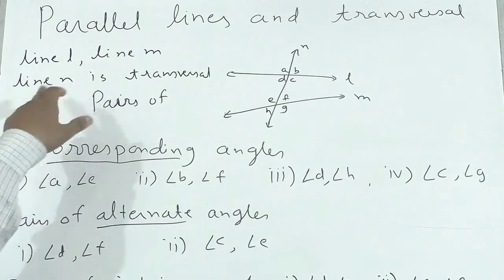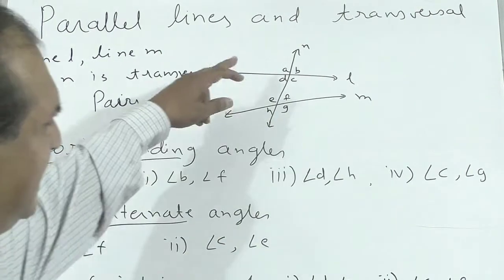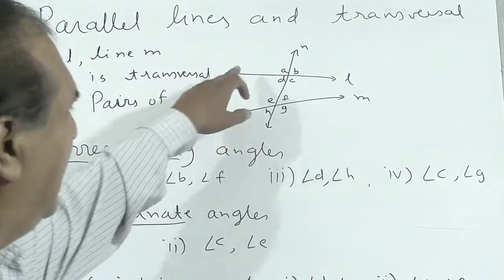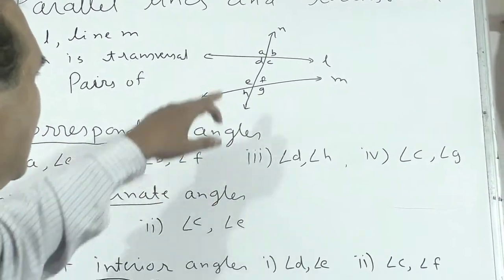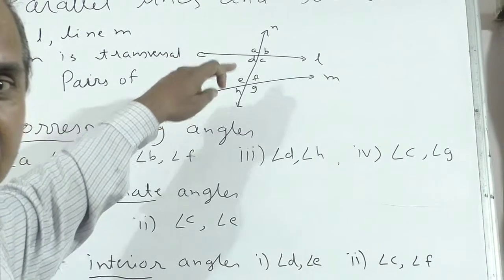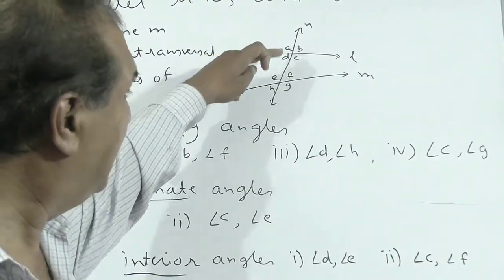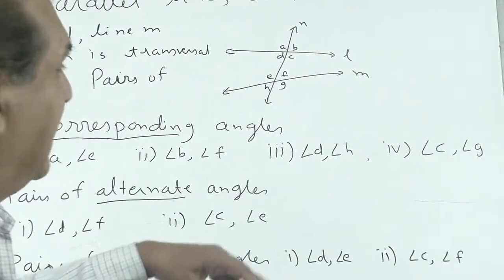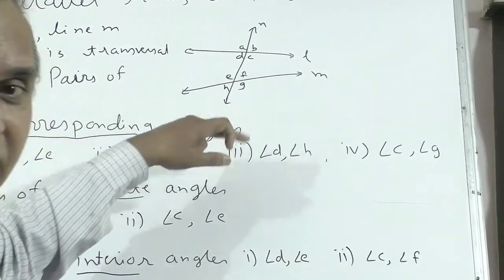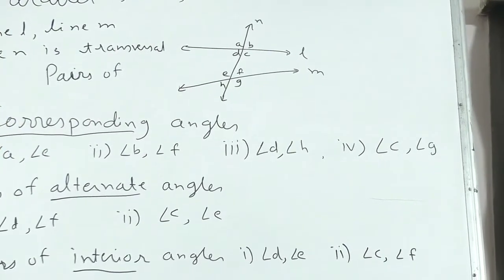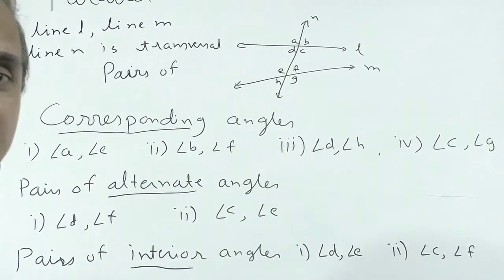First, the pairs of corresponding angles. See the positions A, B, C, D, E, F, G, H. Which are corresponding angles? Angle A and angle E. Understand the position. Angle B and angle F are corresponding angles. Angle D and angle H, angle C and angle G are corresponding angle pairs.